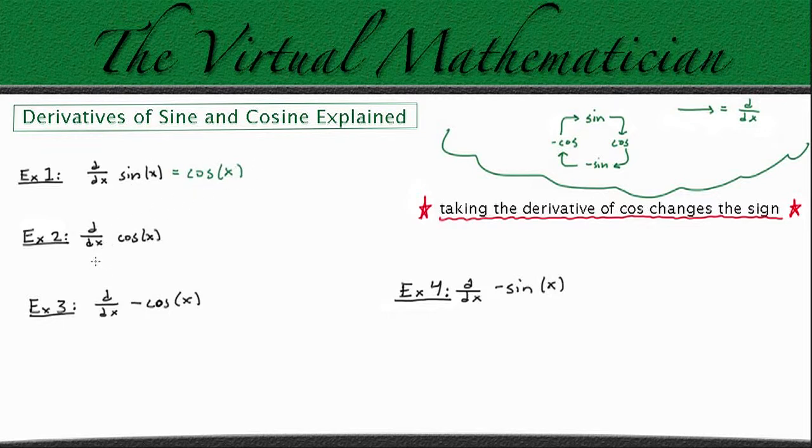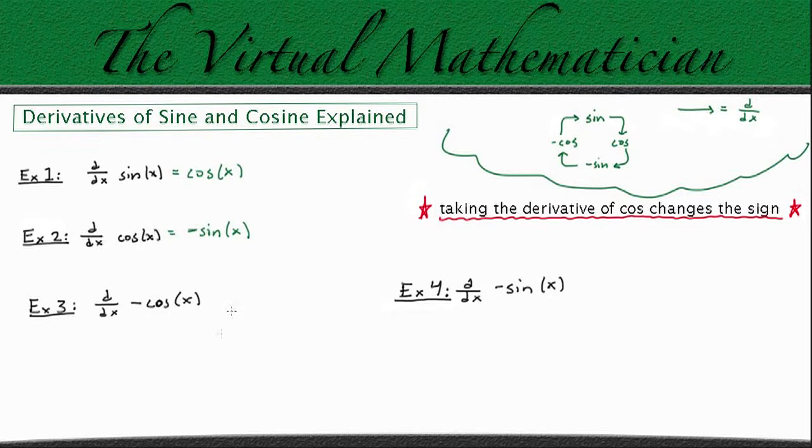Now, example 2. This says, take the derivative of cosine of x. So we know the derivative of cosine is sine, but whenever we take the derivative of cosine, our sign changes. So since we started positive here, our derivative is going to be negative. So the derivative of cosine of x is negative sine of x.